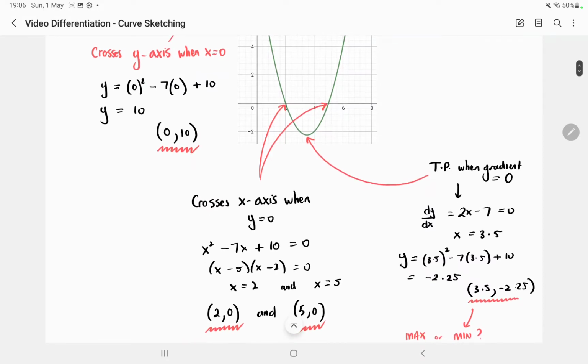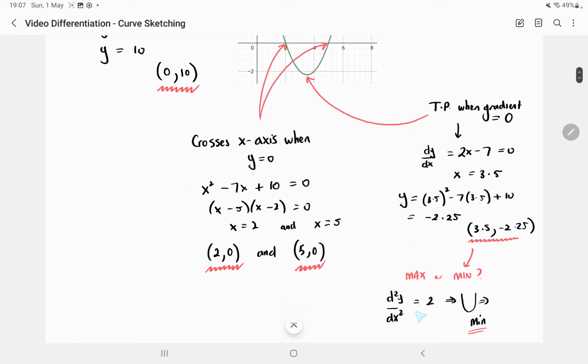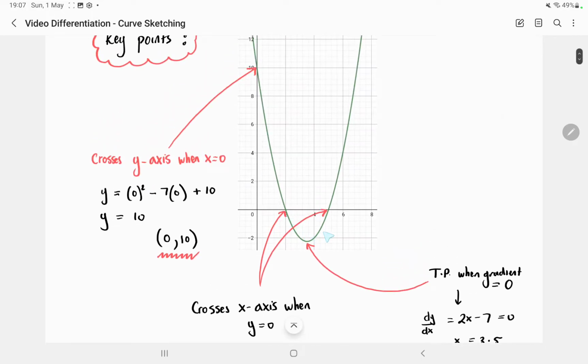And the last point is the turning point. So turning points are found by letting the gradient equal to 0, therefore differentiate and let that equal to 0. The x value is therefore 3.5. We want the y value as well, so plug this 3.5 back into our original equation of the curve and we get the turning point to be 3.5 and minus 2.25. But we need to find out if that's a maximum or a minimum, so we do the second derivative. And because the second derivative gives a positive answer, that's a smiley face, that means that that is a minimum. So these are the key points that help us to sketch this curve.